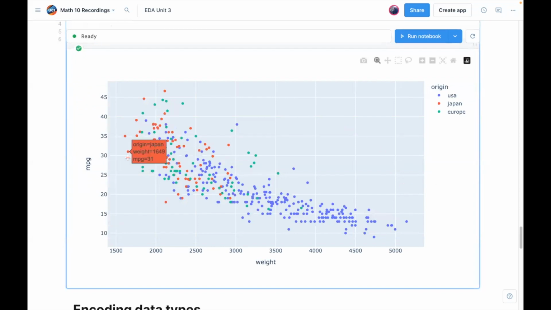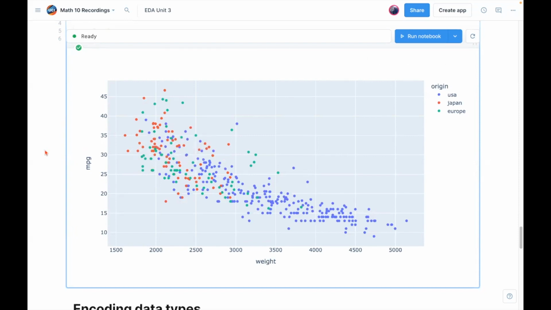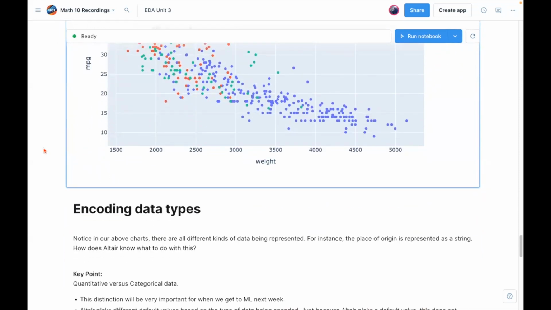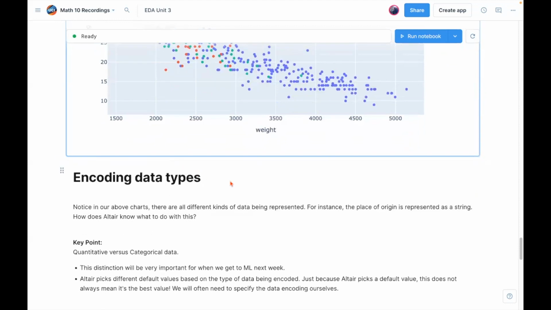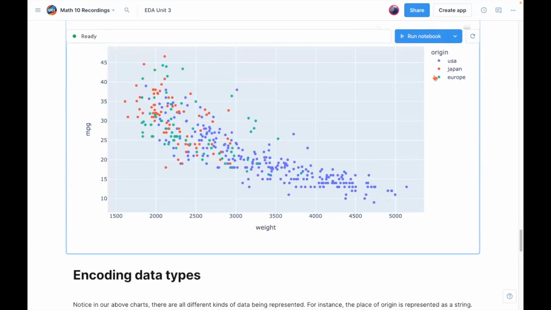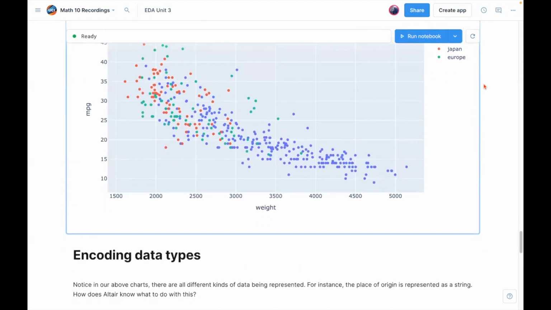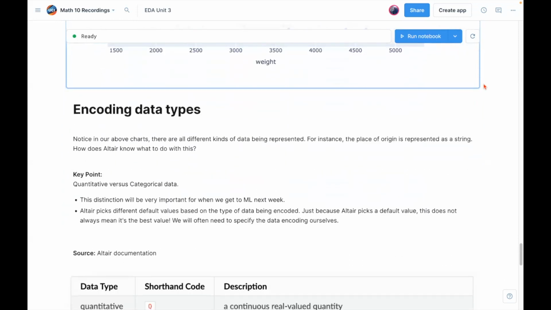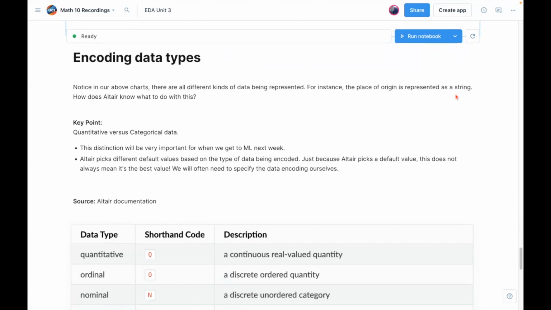As I was saying, miles per gallon is usually thought of as an integer, though in the dataset it's stored as a float. All I want to say here is, how does Altair know what to do with the different data types? In particular with the strings, maybe it's a little surprising how it knows to deal with them. The point of this video is to talk about how this encoding happens.